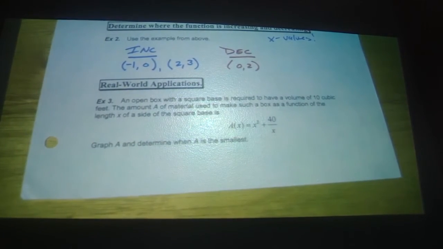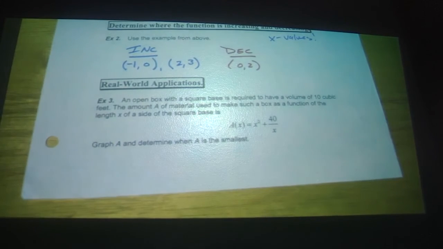Real world applications. Okay? It says an open box with a square base is required to have a volume, length times width times height, volume of 10 cubic feet. The amount A of material used to make such a box as a function of the length x of a side of the square base is A of x equals x squared plus 40 all over x. Graph A and determine where A is the smallest.